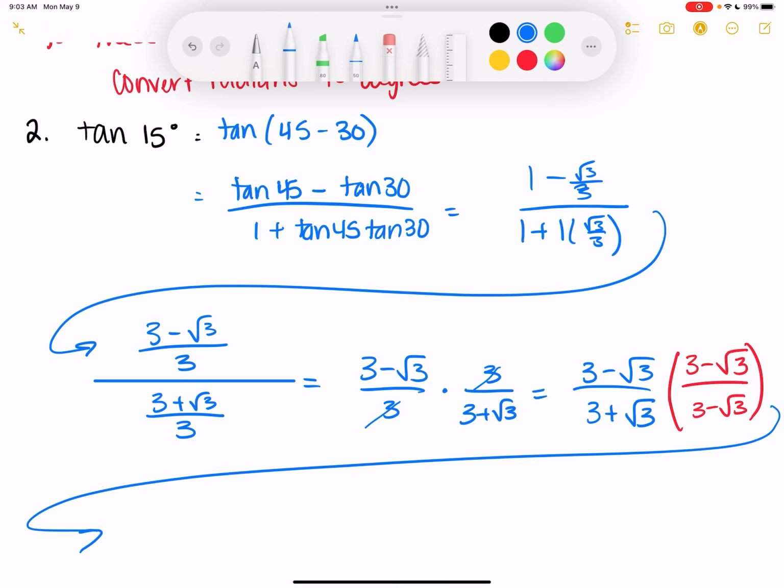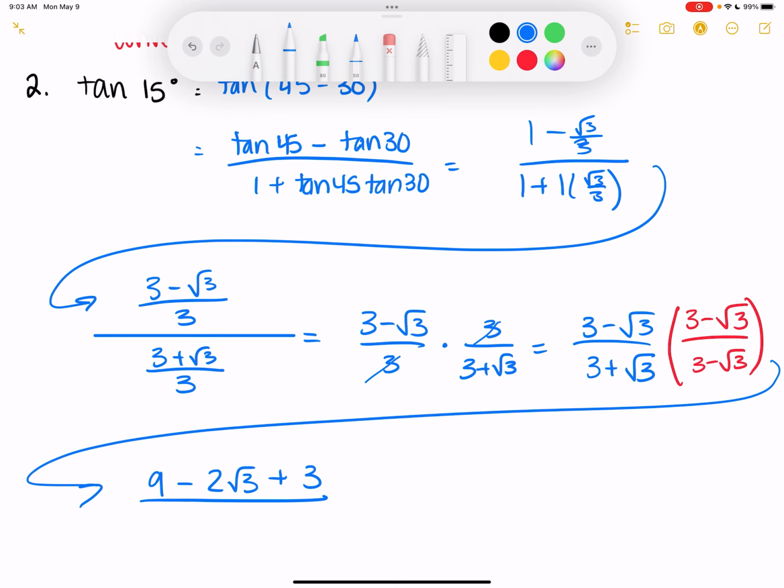So on top, all of my homework's going to look like these loopy things. 9 minus 2 square root of 3, I have a perfect square trinomial on top, plus 3, over a difference of squares, so it's going to be 9 minus 3. So then 12 minus 2 root 3 over 6.